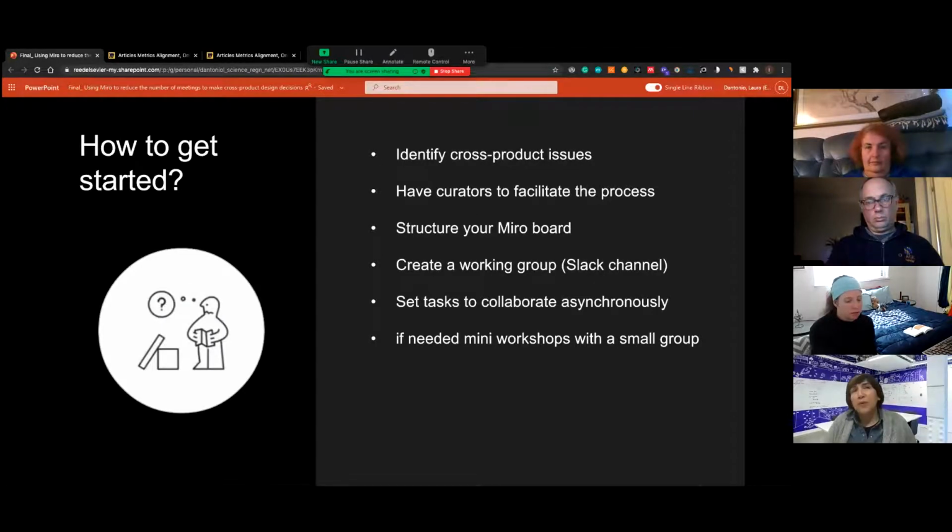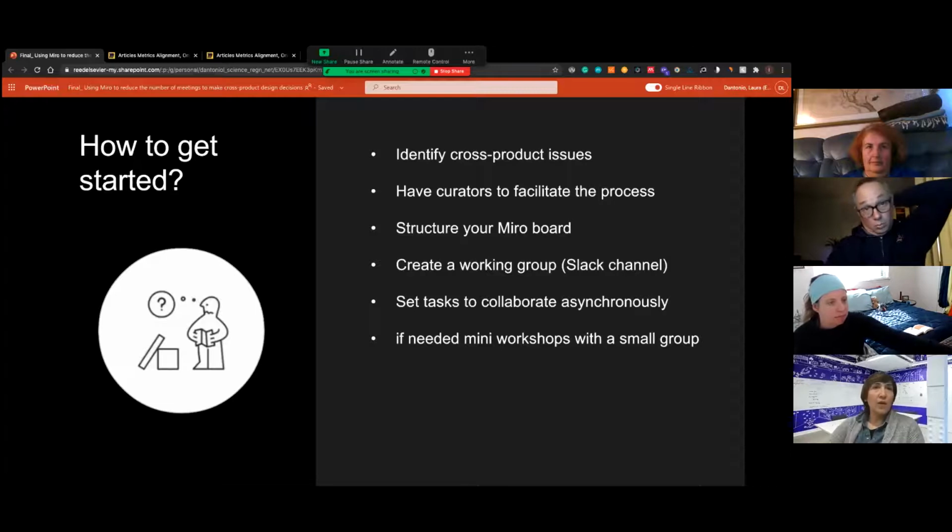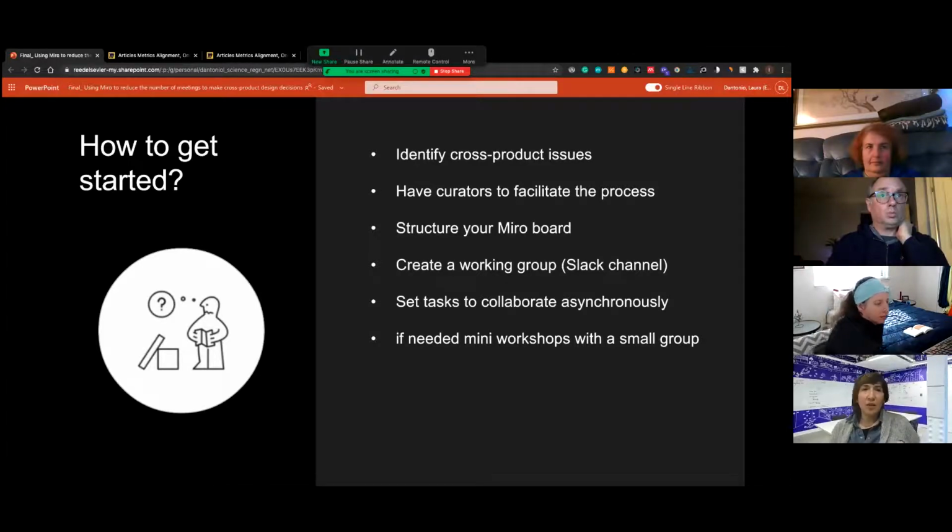And what if you feel that you have a cross-product issue that you want to address? How can you get started? Well, first of all, identify the product issue that you want to solve. Identify a curator. Make sure that you have a Miro board structure in the way that best suits your needs. Create a working group. In my case, I did it on Slack, but it could be on Teams or another way. And try to set collaboration tasks that can be done asynchronously by the team that you're working with, and only do a real-time workshop with a small group of people if really needed.